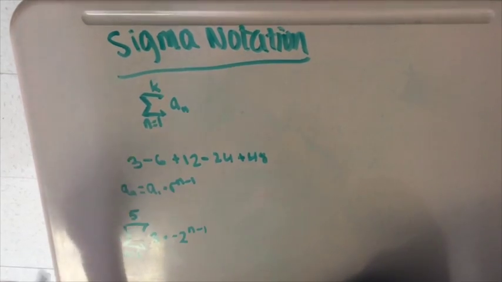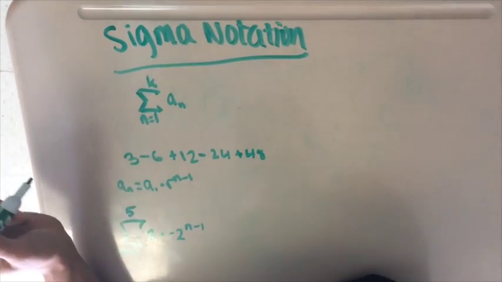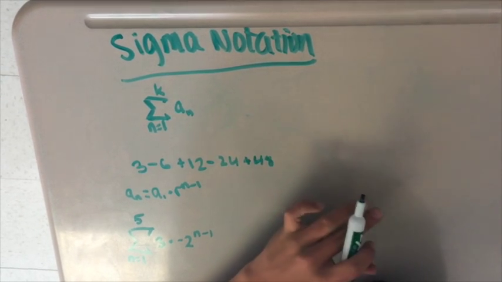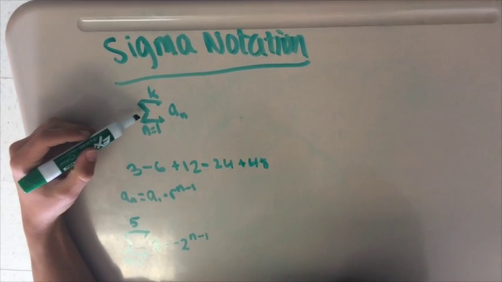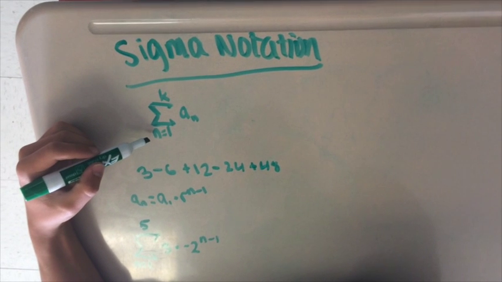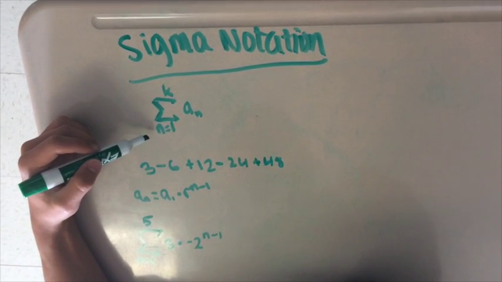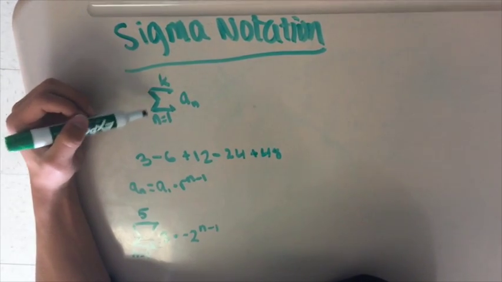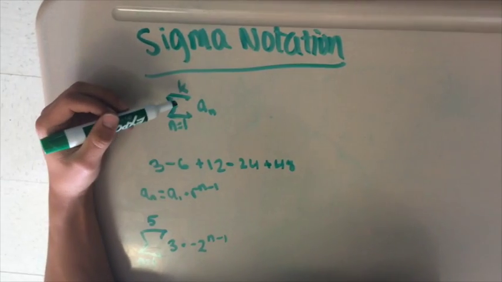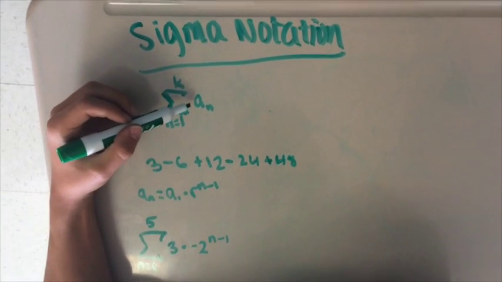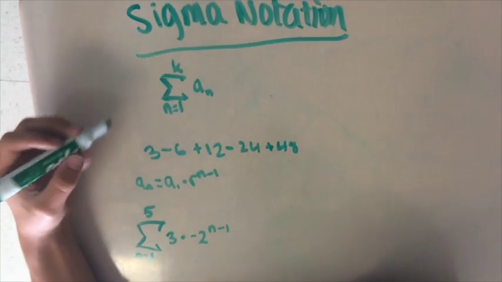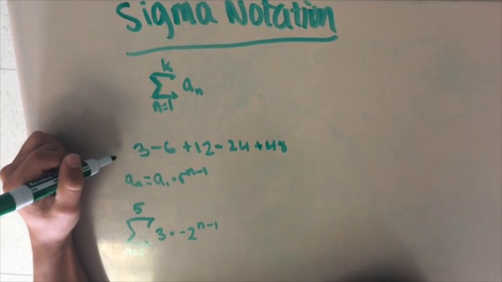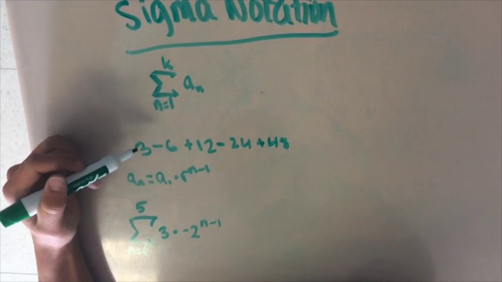Now we'll go over sigma notation, and this is just a shortened way to represent a series and what its sum will be. So we use this symbol right here called a sigma, and below it we do n equals 1 for the starting term, and above it we put the last number of terms we'll have, and in front of it is a sub n, or the formula for the series. So from this series, let's figure out what the sigma notation will be.